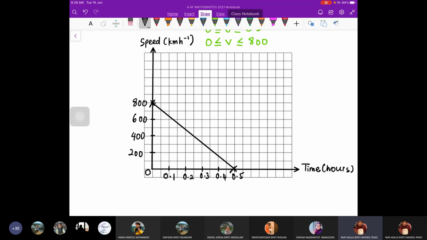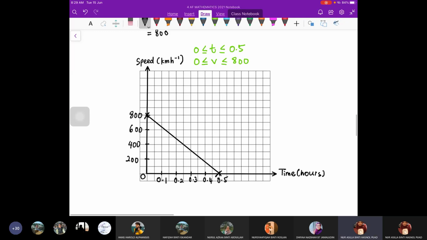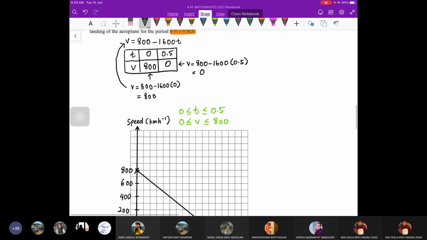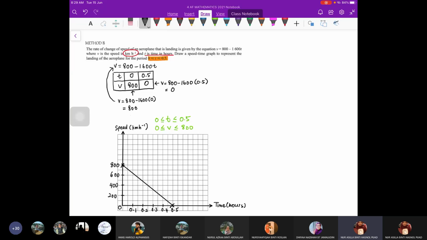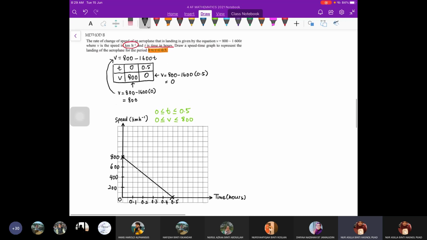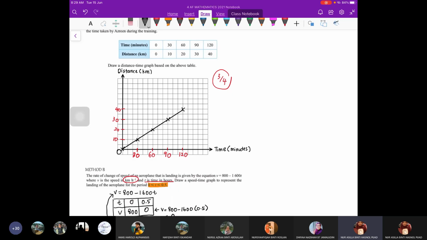Okay, done. Siap. Itu saja untuk method yang kedua. So, ada 2 learning standard kita dah cover. But the learning standard, dia belongs to different subtopic. Tapi, untuk speed time graph dan distance time graph, this is how you draw the graph. Okay. So, is there any questions? Any question you want to ask about how to draw the graph?